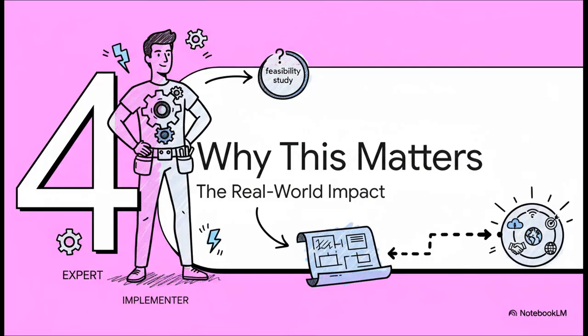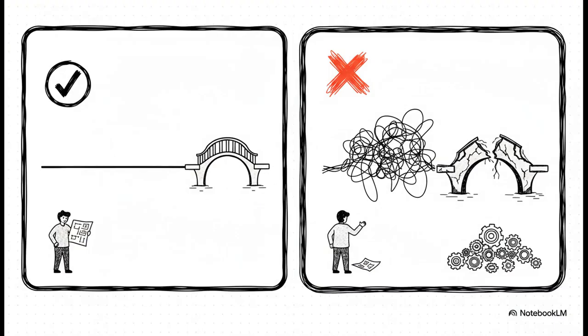Okay, so we have our expert player, the implementer. And we have our game plan, which always starts with that feasibility study. Now, let's tie it all together. Let's look at the real-world impact of following this blueprint. The difference is, well, it's pretty stark. On one side, you've got the prepared path. The right expert plus that upfront analysis gives you a clear road ahead and minimizes your risks.